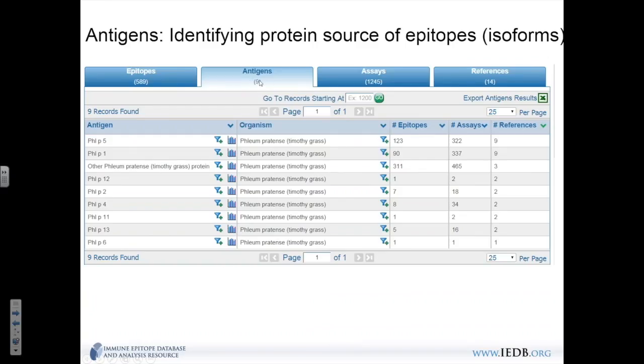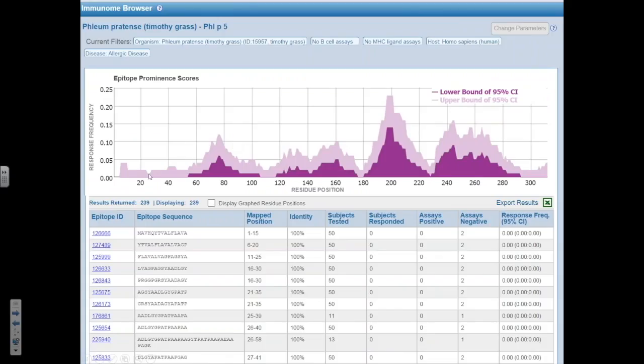Going back again to the whole data set, this query returned 9 different antigens. You can also look at the antigen level. These are the different Phleum pratense antigens. And if you click at this symbol, you're actually aggregating the information together. Typically what happens with epitopes is people have slightly different variants of peptides, somewhat longer, somewhat shorter, and then we're actually plotting here the response frequency of T-cell responses against peptides derived over the sequence of the antigen.